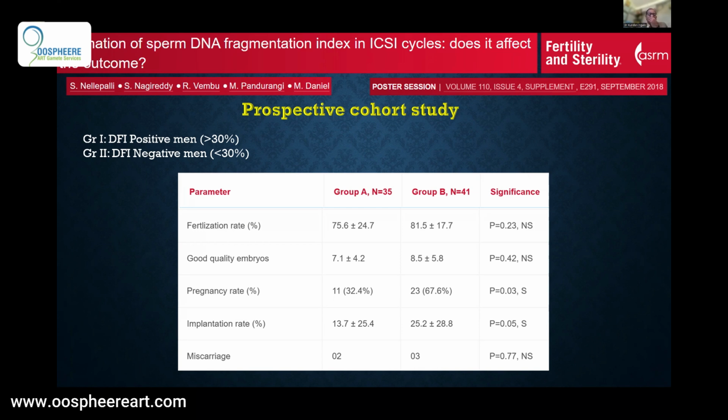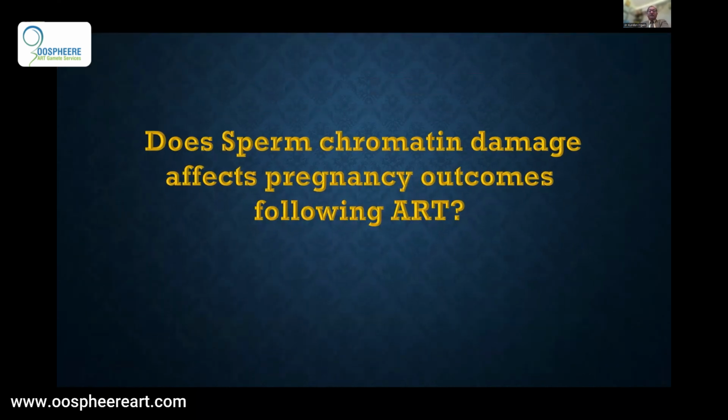So if we want to know whether estimation of sperm DNA fragmentation index in ICSI cycles affects the outcome, what you can see here is that the pregnancy rate in group A was very, very low in comparison with group B, who have a very low sperm DFI. So yes, pregnancy rates get affected and implantation rates are lower. For miscarriage rate, there is no significant difference.